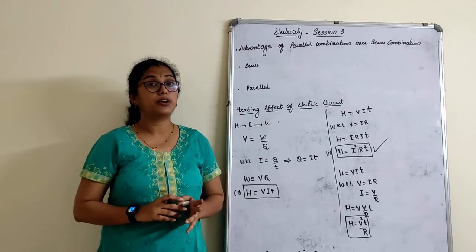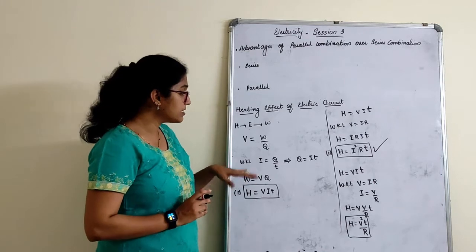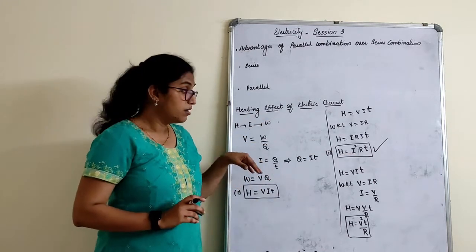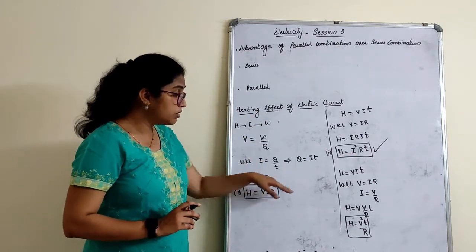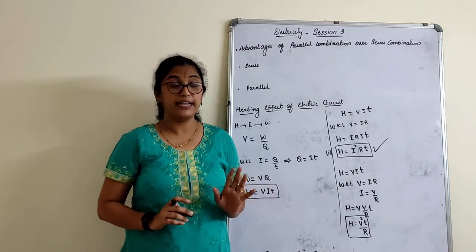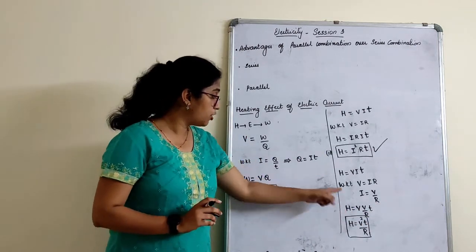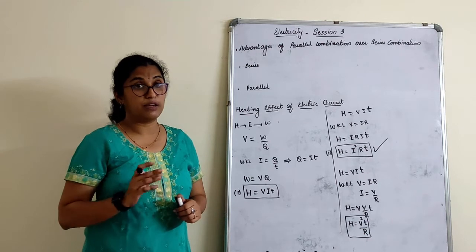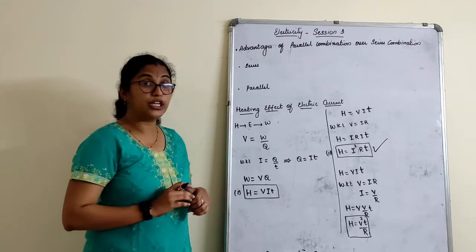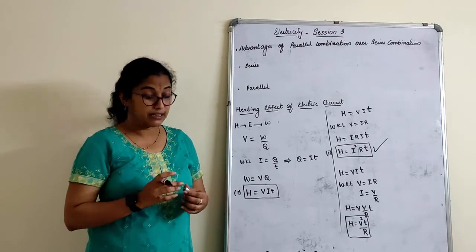A very important question. Numericals can be asked on any form, provided you should know what to apply when what is given, right? So these are the three derived forms of the heating effect of electricity, which I can tell you, to check the heating effect of a given conductor.